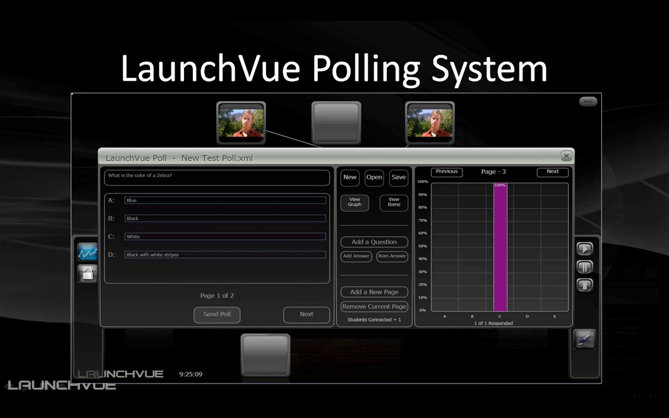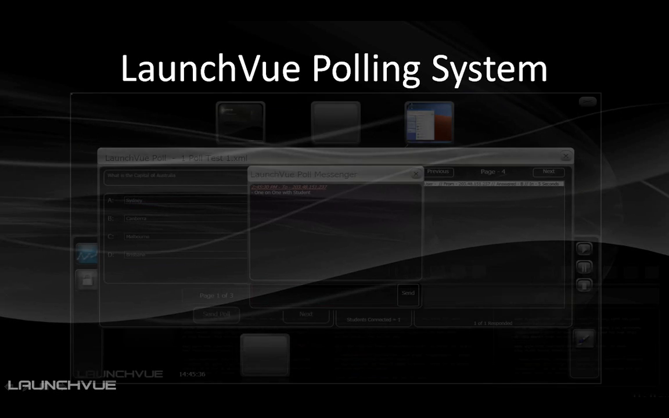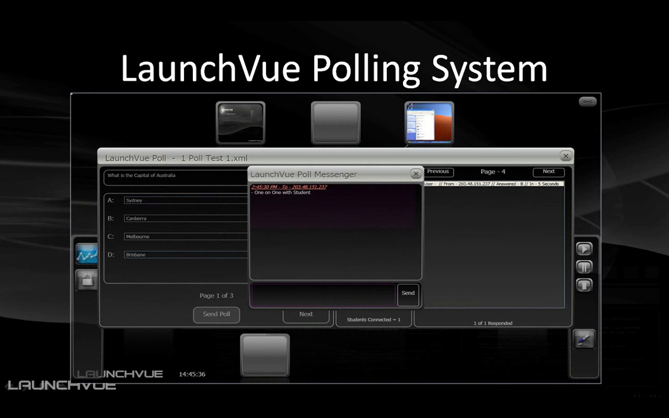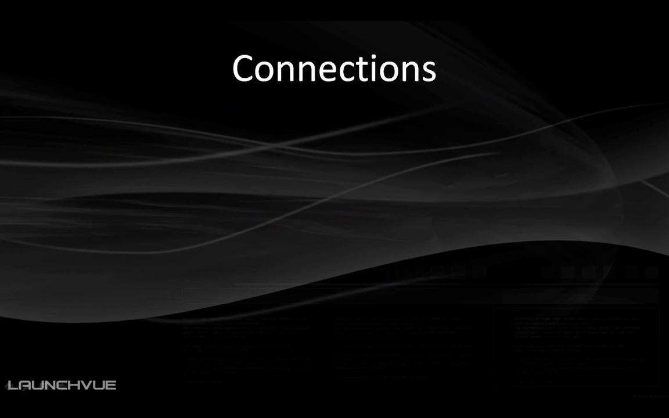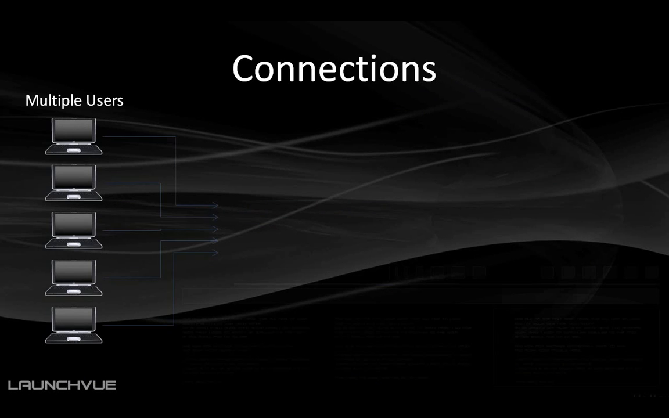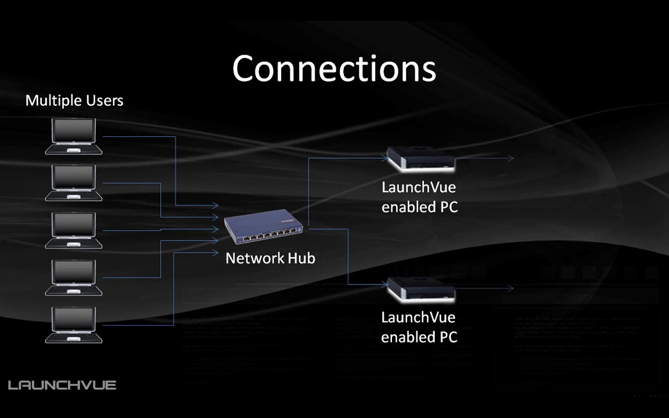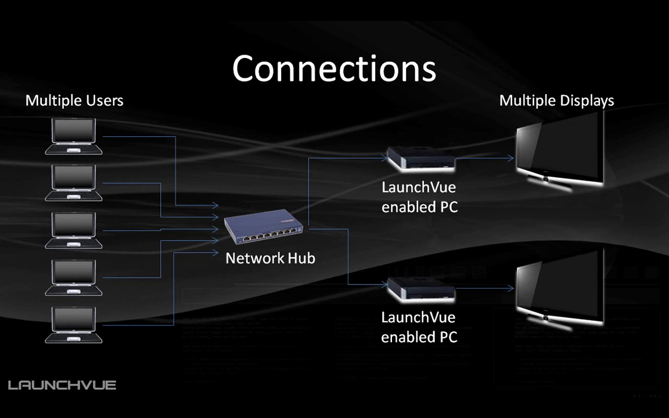From the item view, a lecturer can double-click a response to open a one-on-one messenger conversation with that student. This can help students who may be embarrassed to answer in front of their peers. LaunchVue allows for as many user interfaces to join in as your room's network allows. So for total bandwidth requirements, allow for one stream per display and one stream per table.